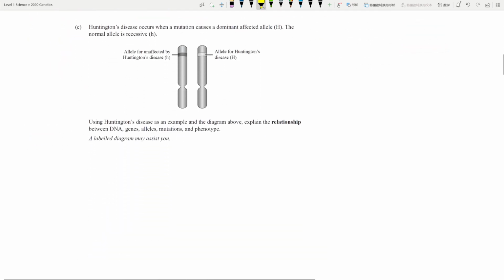Oh my god, how many times have you seen this question? Explain the relationship between DNA, genes, alleles, mutations, and phenotype. You don't just memorize the definitions, guys. I even printed out something for my students and gave it to them, because every single year they ask questions like this. I really get tired of explaining them over and over again because it shows up every single time.